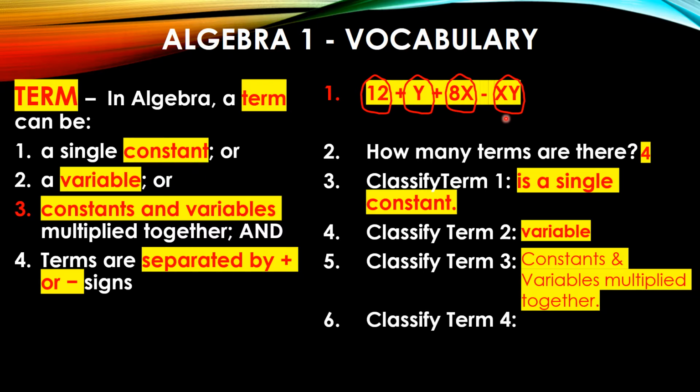Okay, let's look at our fourth term, and this is negative xy. And in this case, I've got two variables, x and y, and they're being multiplied together because xy means x times y. So my classification for my fourth term is that they're variables multiplied together.